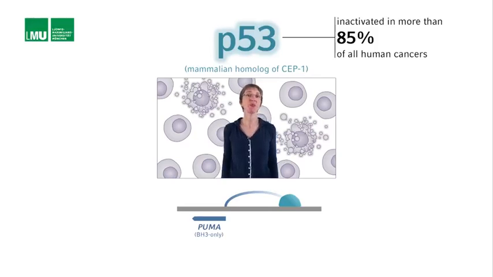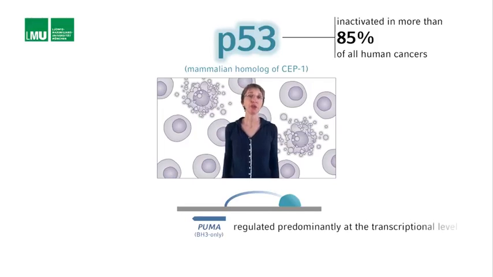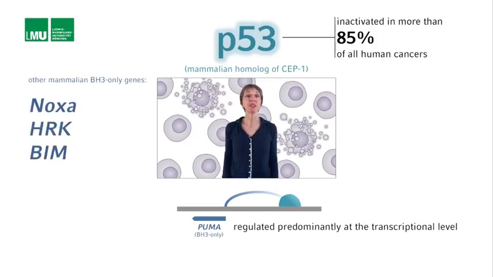Like in the case of C. elegans AGO1, the activity of the mammalian BH3-only gene PUMA is regulated predominantly at the transcriptional level. Other mammalian BH3-only genes that are transcriptionally regulated are NOXA, HRK, and BIM.